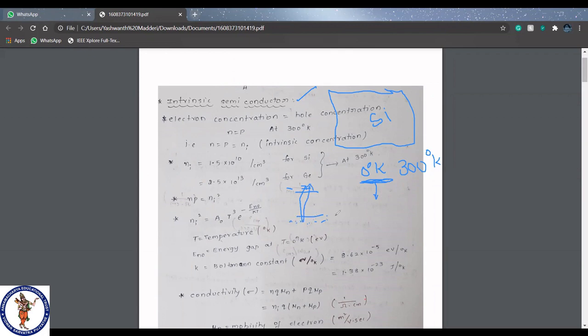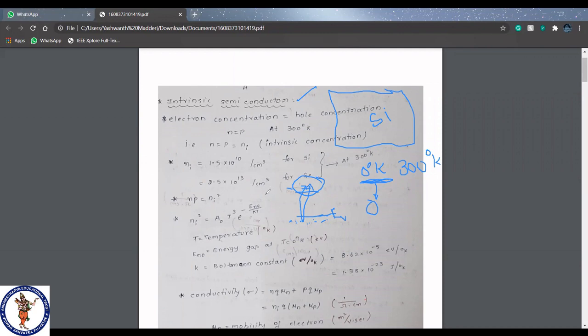All the electrons will lie only at these particular energy levels in the valency band. Electrons cannot move from the valency band to the conduction band. Because of this, there are no electrons in the conduction band, and there are no holes present in the valency band, which is the main reason there is zero current at this temperature. I hope this is clear.